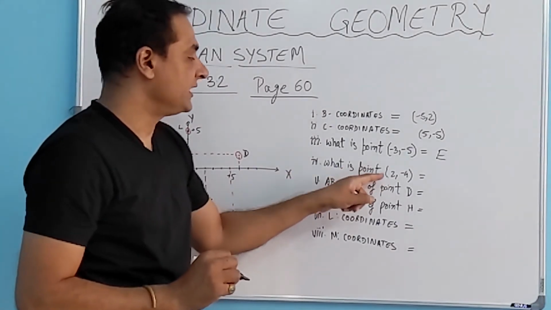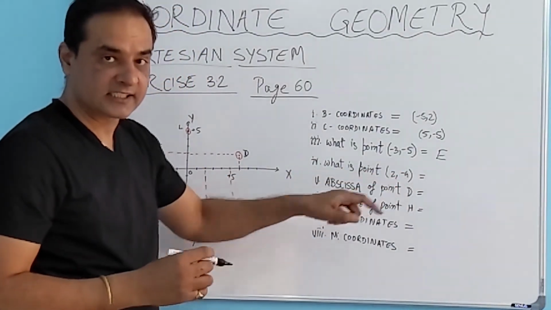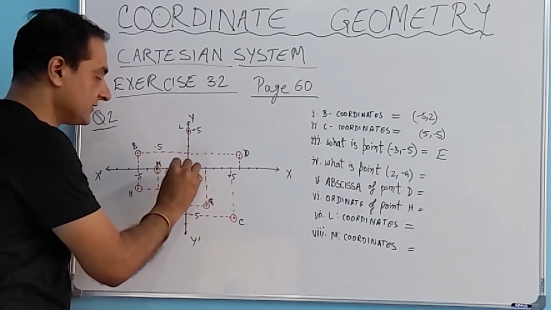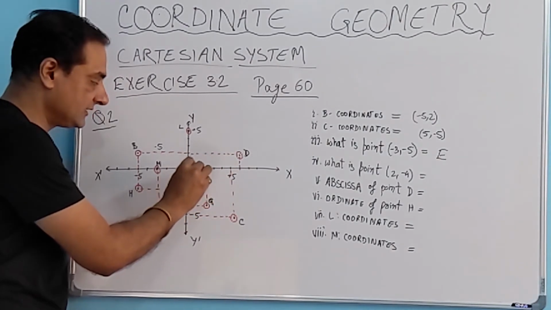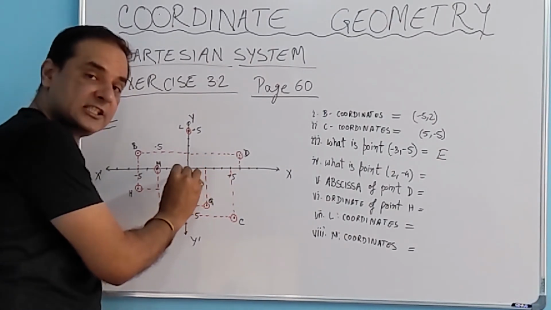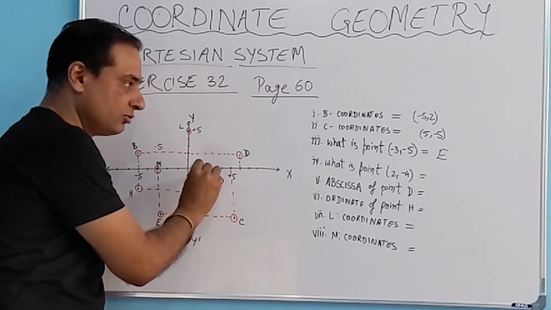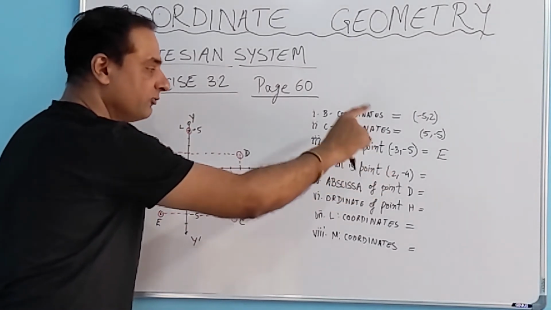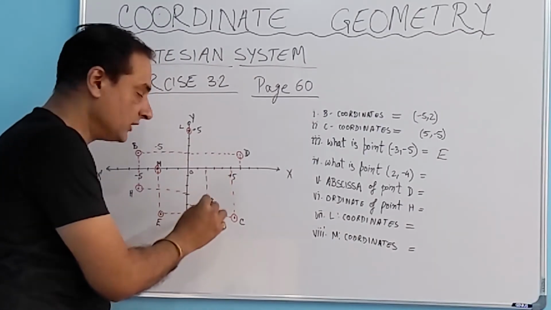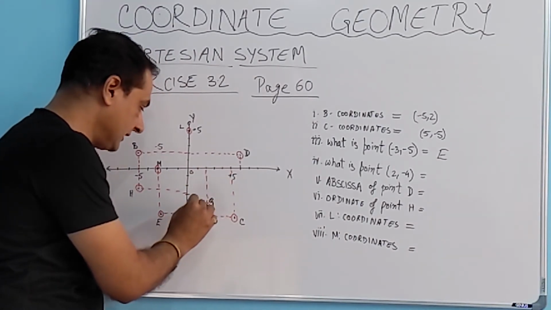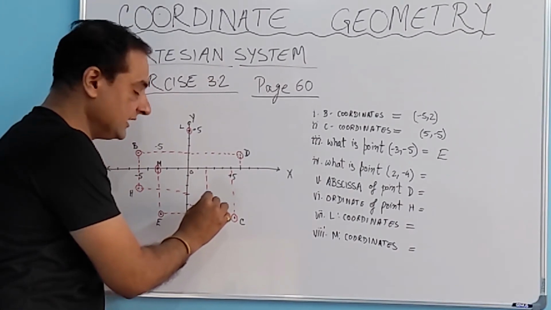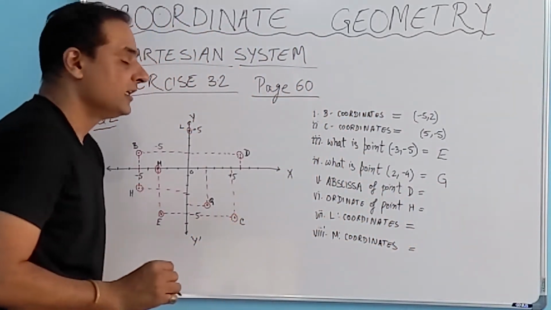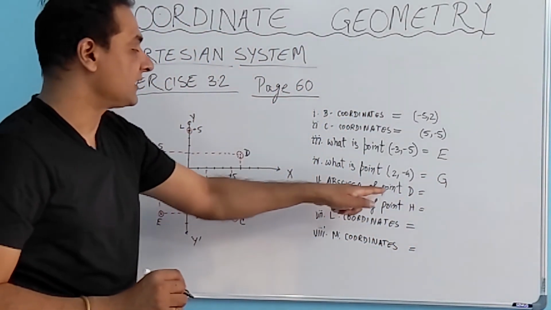Fourth question, what is the point 2, minus 4? Again, coordinates are given. We need to locate the point and tell the name of that point. On the x axis we go 2 points towards the right hand side, which is the positive direction. So from the origin we go 2 units in the positive direction for x. Here we are. And then the y coordinate is minus 4, so from here we go down because it is negative. We go down 4. What's the name of the point here? It's G. So we have reached the point G. G is the answer.